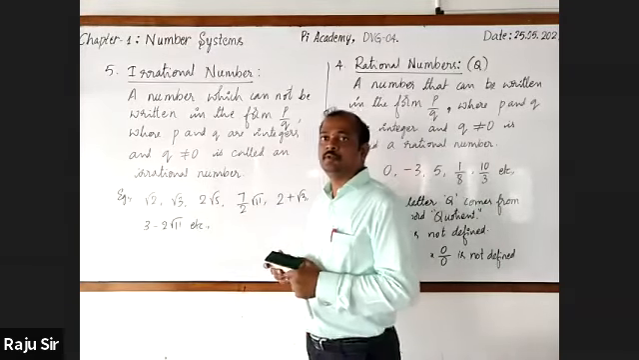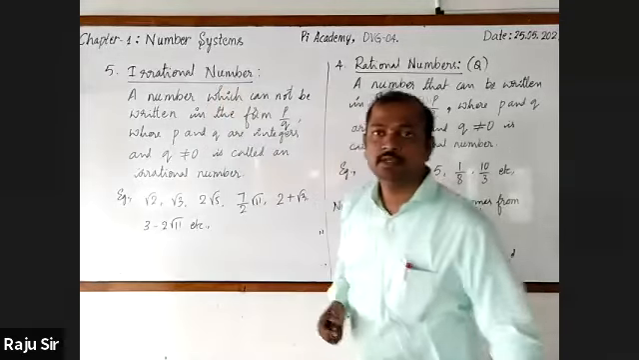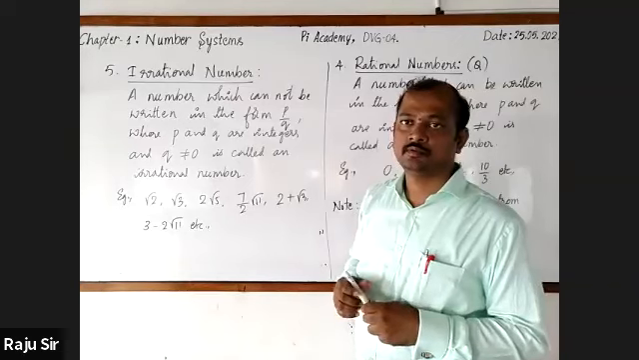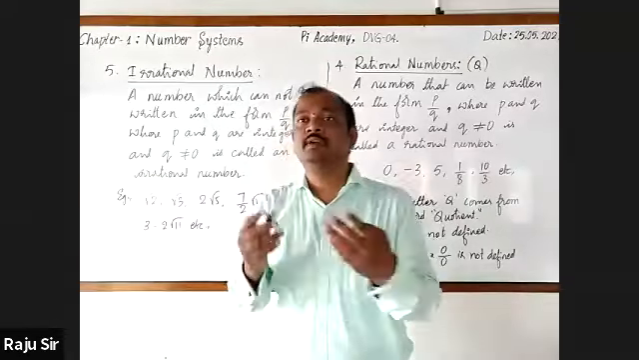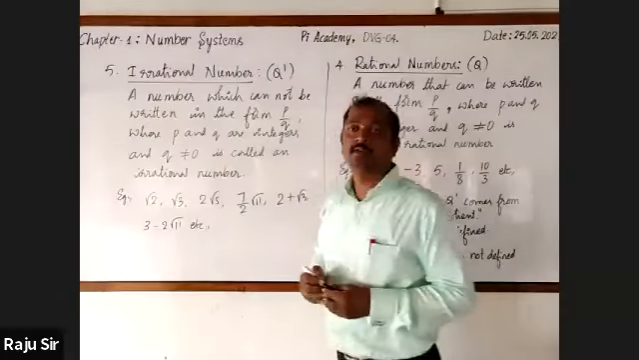And observe here, the collection of irrational numbers is denoted by which symbol? Capital letter I, sir. Capital I we have already used for integers. It is called irrational number. It is Q dash.